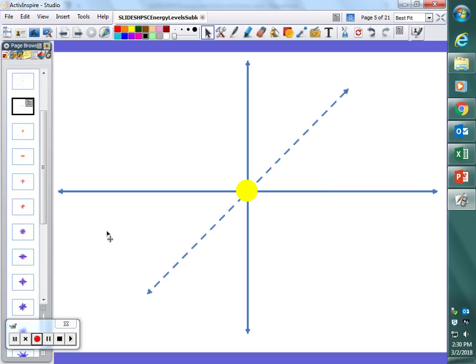Here's our first orbital that we drew. What do you think its principal quantum number is going to be? Very low. 1.